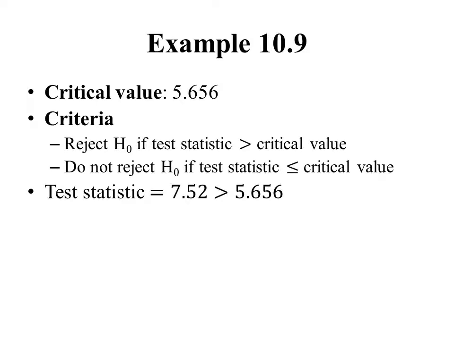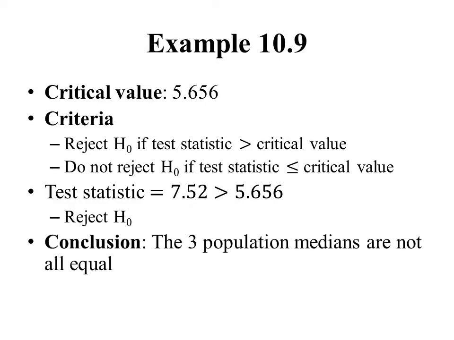Again, here's our criteria. In this case, our test statistic was 7.52. That's greater than the critical value, and so we would reject the null hypothesis in favor of the alternative hypothesis. The alternative hypothesis is that the population medians are not all equal, and so that would be our final conclusion. So there does appear to be a difference in the albumin levels between these 3 different populations of diets. Now, which diet is different than the rest? Well, that's a whole other issue that goes beyond the scope of what we're going to talk about here.